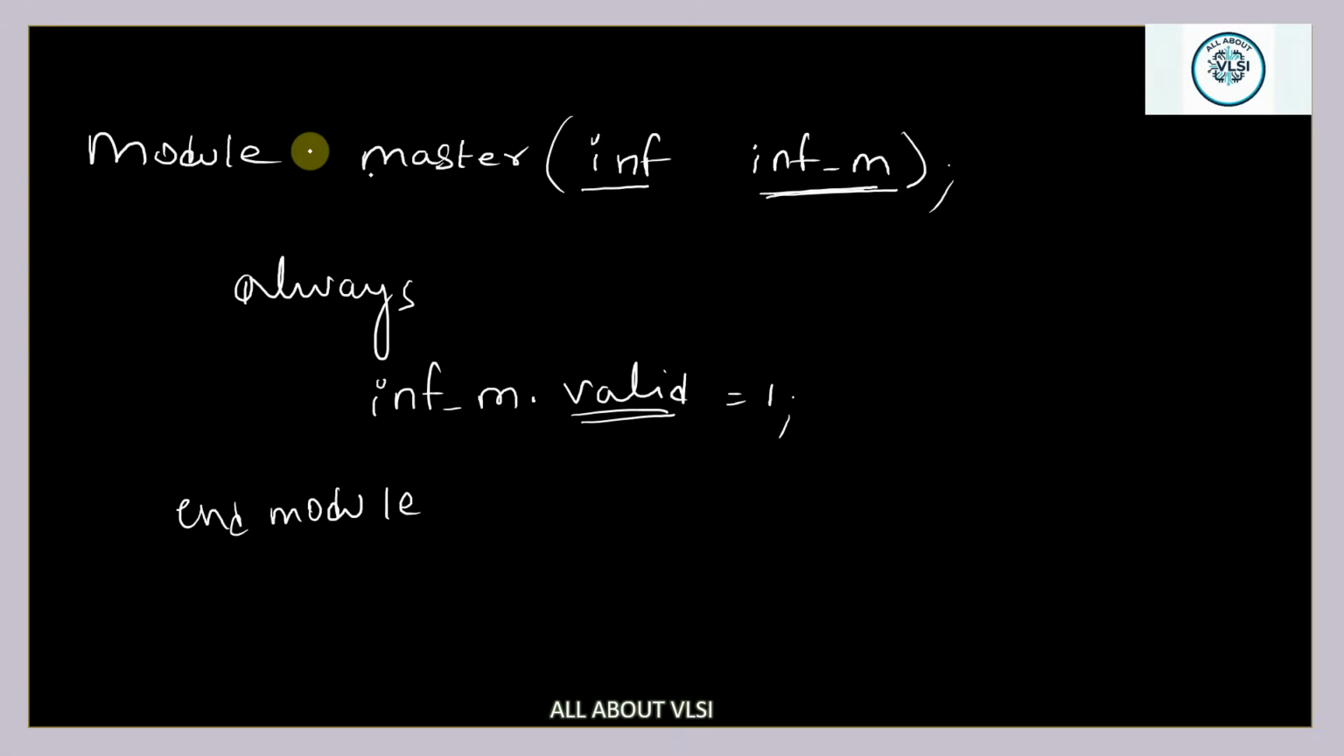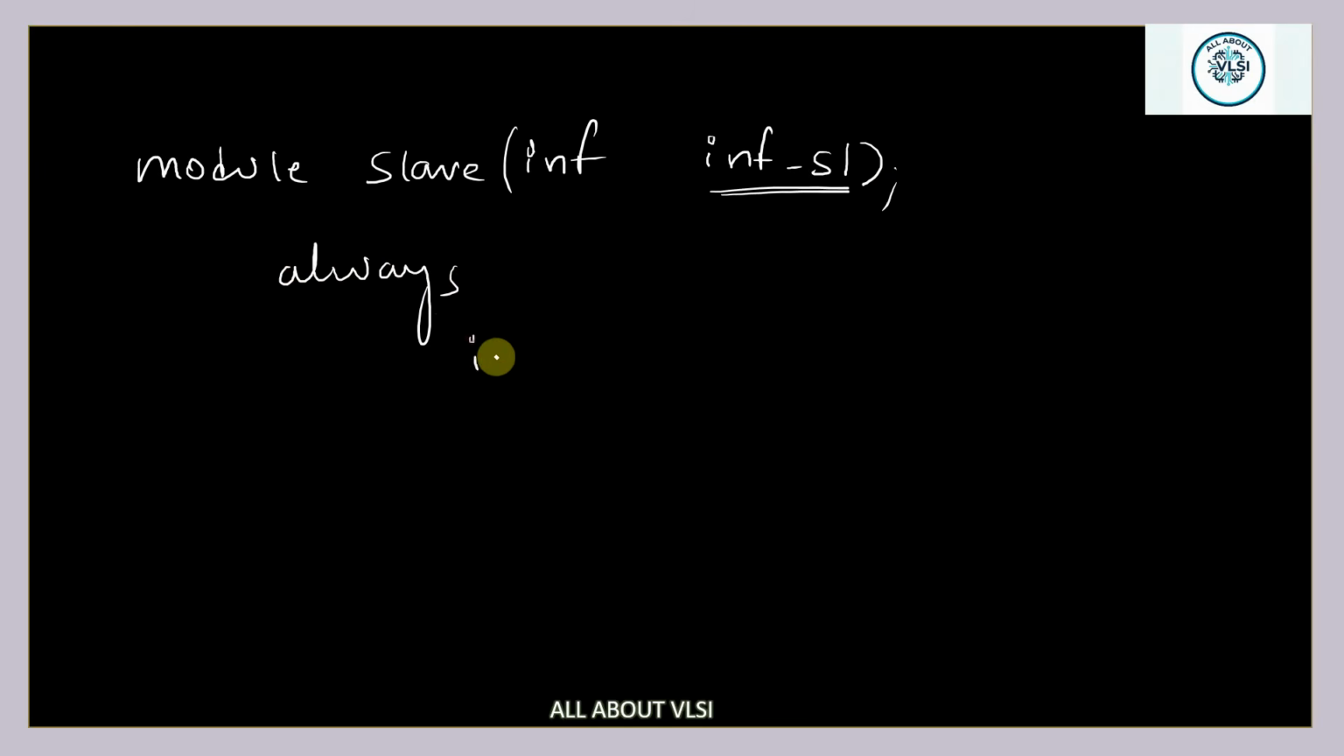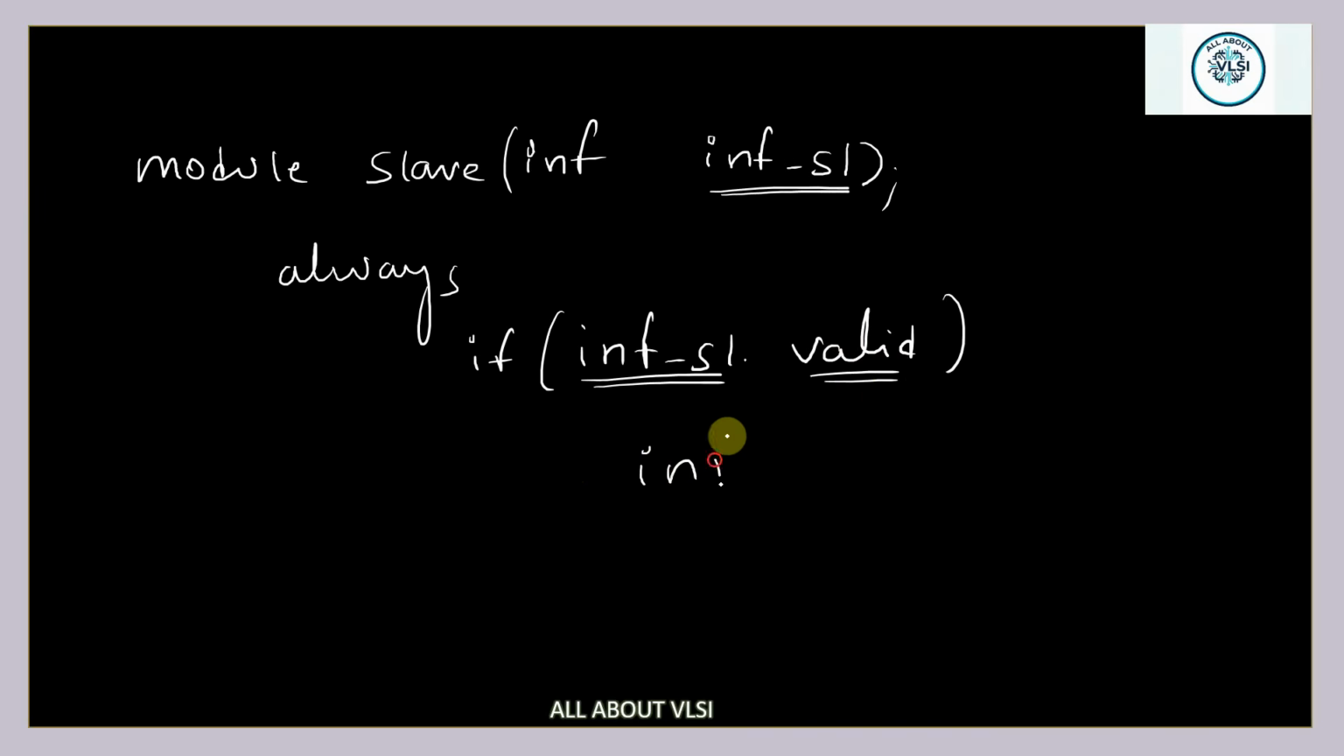Okay, now inside your slave also, module slave, you're going to use your interface name, that is inf, and instance name, let's say inf underscore sl is my interface handle name. Okay, and within an always block, what is the logic we have written? If inf underscore sl dot valid, I'm referring to this valid signal using the interface instance name, the interface handle name. Okay, and if it is equal to 1, then inf underscore sl dot ready is equal to 1. This is a simple code which I've written. Okay, and followed by endmodule.